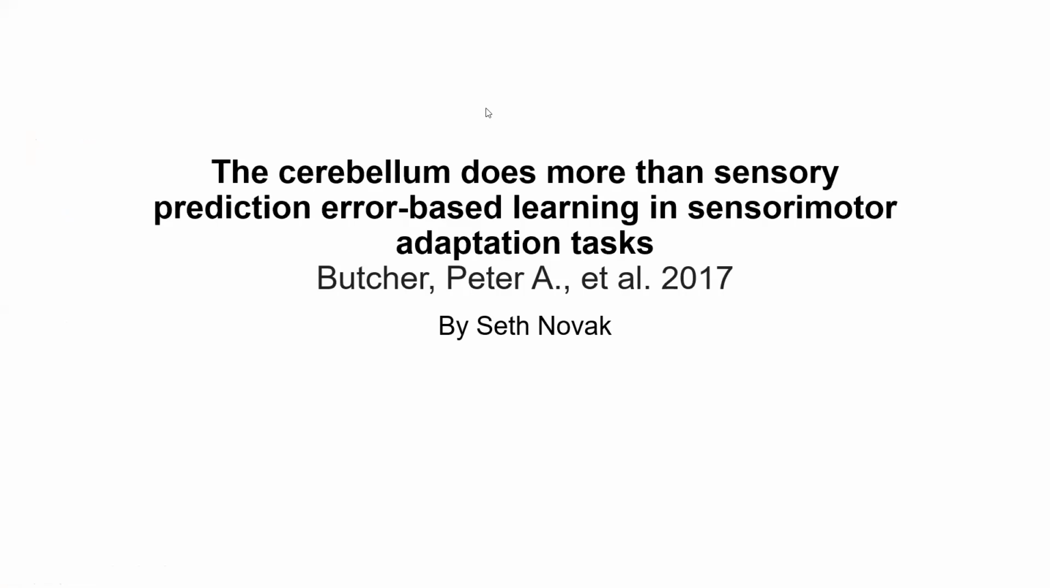And my name is Seth. I'll be giving a presentation on the research done by Butcher and Peter A. et al., published 2017. And the title of the paper is "The Cerebellum Does More Than Sensory Prediction Error-Based Learning in Sensory Motor Adaptation Tasks," which is quite a mouthful. So starting us off, I'll just be breaking down that title, giving you some background in order to understand the rest of the research, and then I'll get into the research itself.